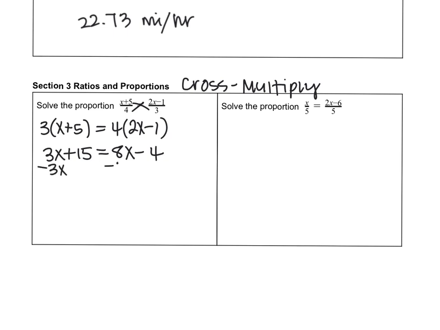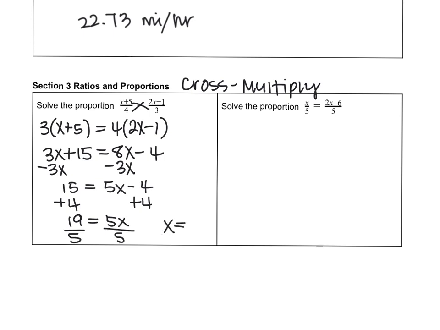Subtract 3x. We get 15 equals 5x minus 4. Add 4 to both sides. We get 19 equals 5x. Divide both sides by 5, and we get x equals 19 over 5.